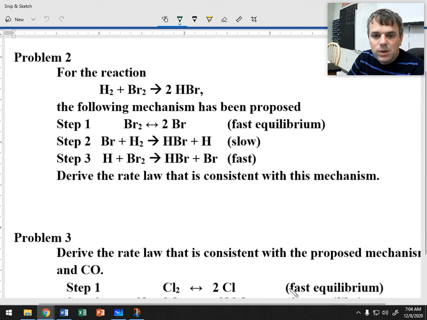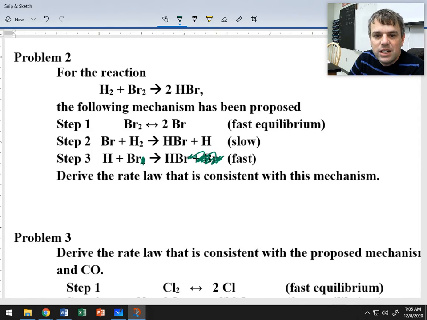So to find the rate law for this reaction, we need to direct ourselves to the slow step, which is right here. And what we find first is that there's actually a problem with this mechanism. This should just be a Br, not a Br2, and that should not be part of that step 3. It's not going to affect our rate law, but it is a problem with that mechanism.